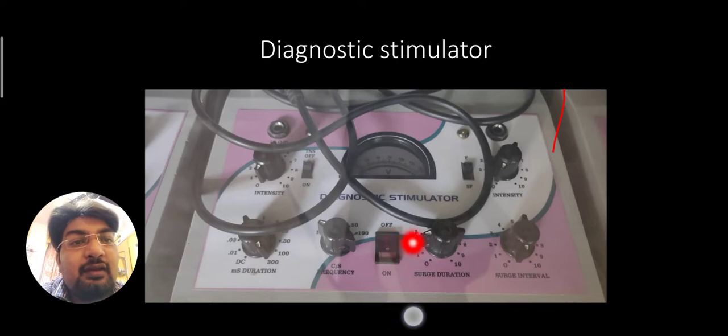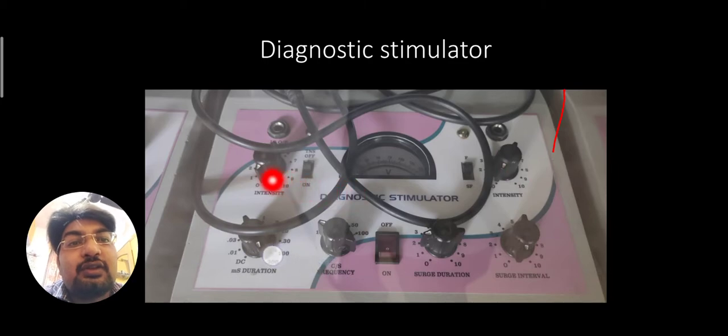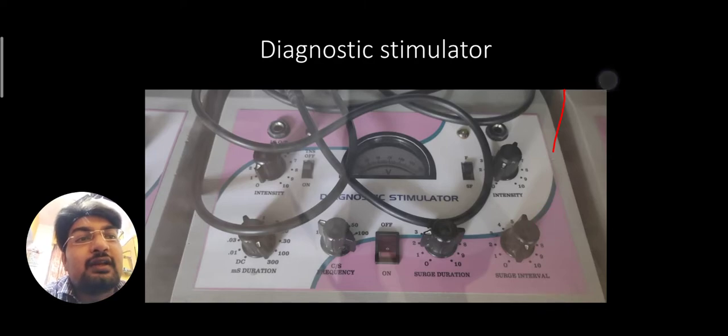Always, before switching on the stimulator, you have to check this intensity knob, it should always be at zero. This precaution has to be taken always. This is the main switch, this also should be off. Okay, so this is the diagnostic stimulator. You have to identify all the buttons and what they indicate.